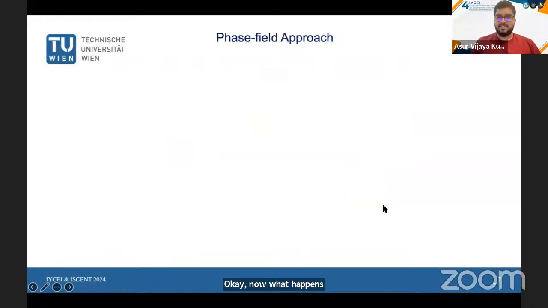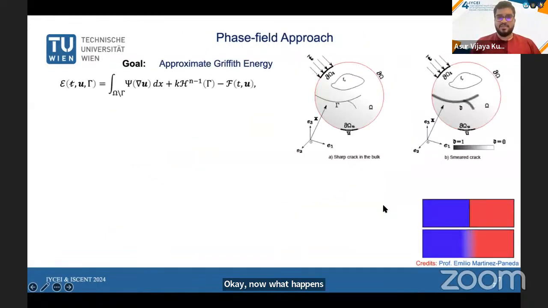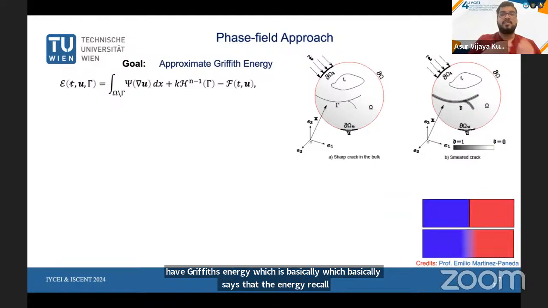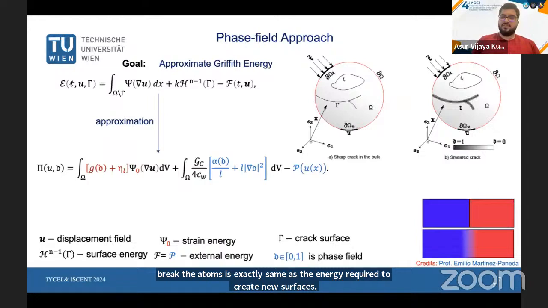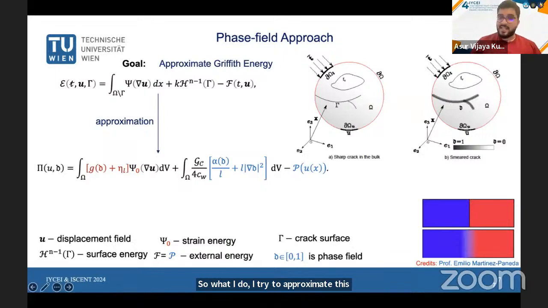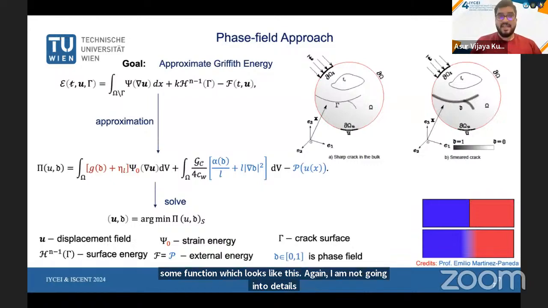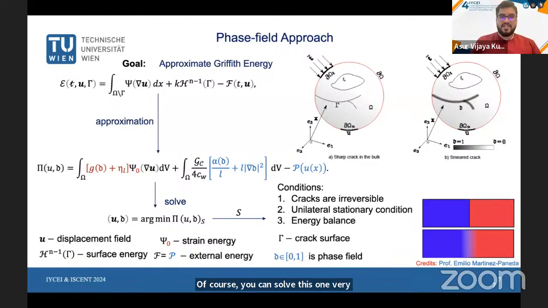Let's go back to our Griffith's theory. So what is this phase field approach? So our idea here is I have a Griffith's energy, which basically says that the energy required to break the atoms is exactly the same as the energy required to create new surfaces. But this is very hard to solve. So what I do, I try to approximate this with some function which looks like this. Again, I am not going into details. Of course, you can solve this one very easily under some conditions.